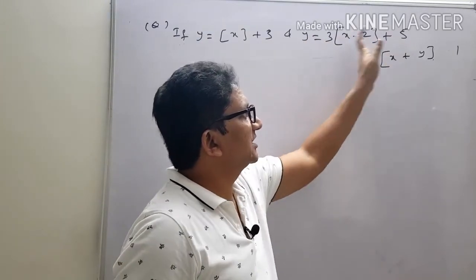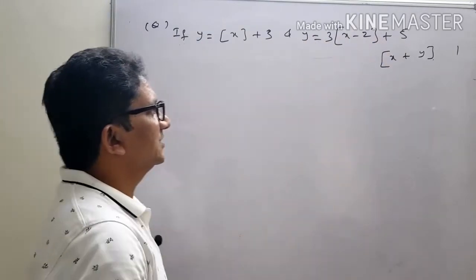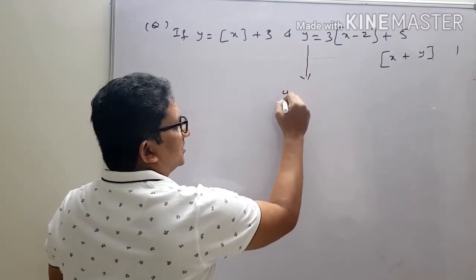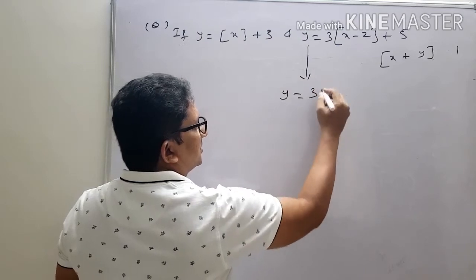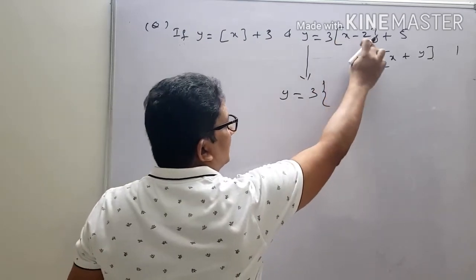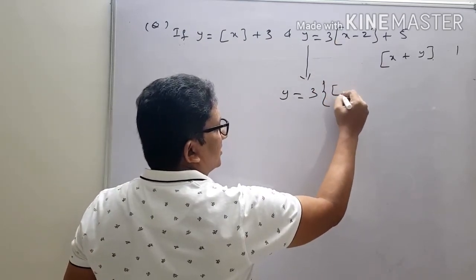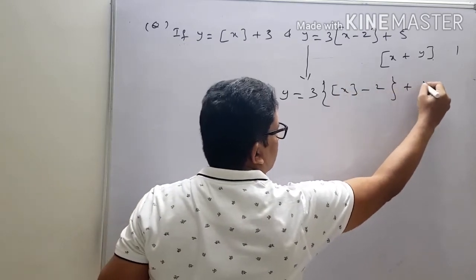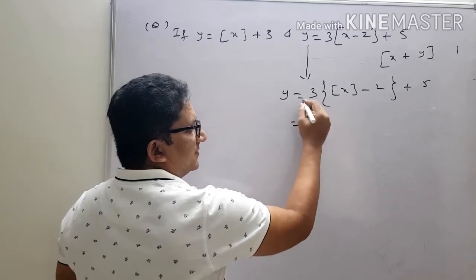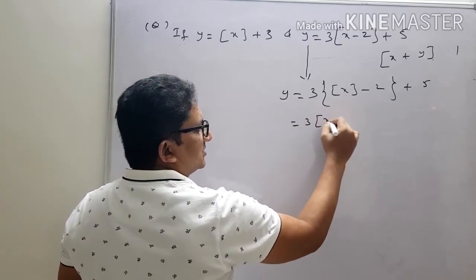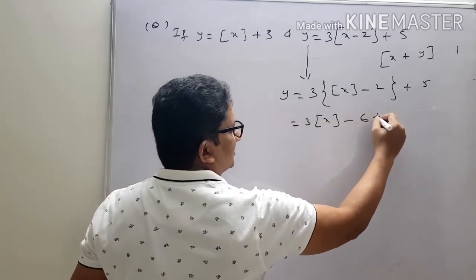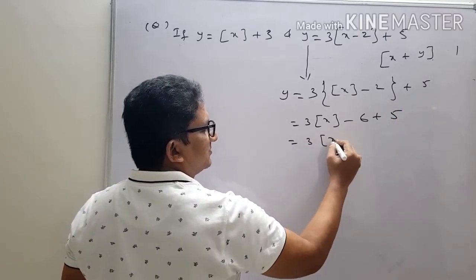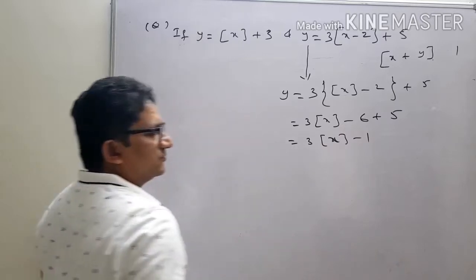So if you observe the second part, we can simplify it. We can write y equals 3 times [x minus 2], and the integer can be written outside, plus 5. Now if you further expand, we will get 3 times [x] minus 6 plus 5. This equals 3 times [x] minus 1.